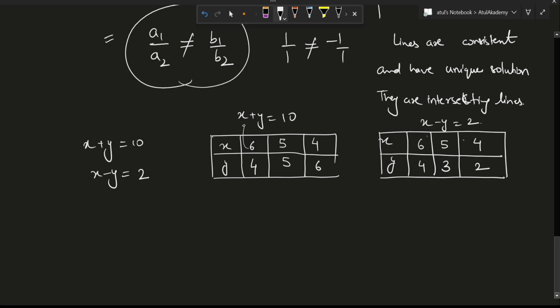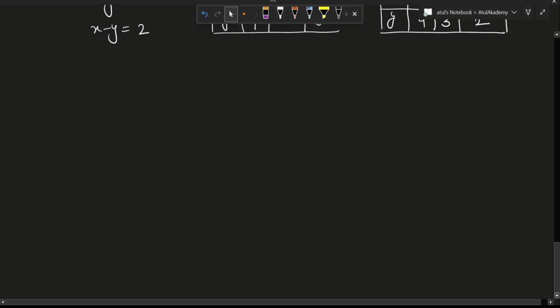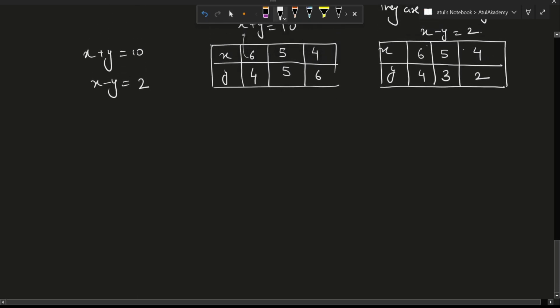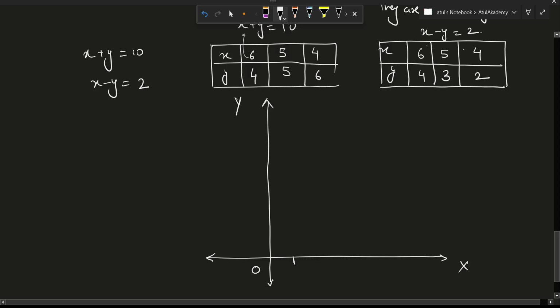Now let's try to plot it. We need the values, so I'll take them. x and y both are positive only, so let's take only the positive values. Maximum till 6 it's going, so 0. This is your x-axis, this is your y-axis. We'll take divisions of 1 only. 1 centimeter, 1, 2, 3, 4, 5, 6. You people have to plot it on graph paper. I'm only doing it on the board just to explain to you.